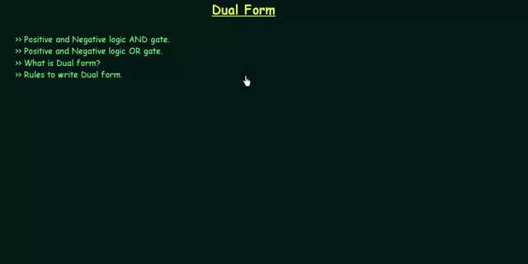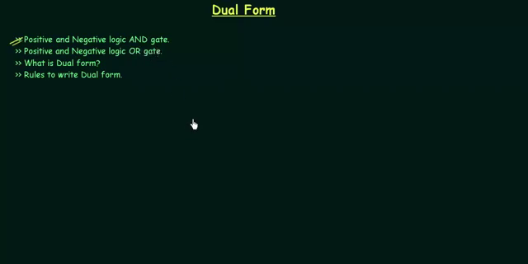In the last presentation, we completed positive and negative logic. In this lecture, we are going to cover positive and negative logic AND gate, positive and negative logic OR gate, what is dual form, and finally we will derive rules to write dual form. So we will start with positive and negative logic AND gate.